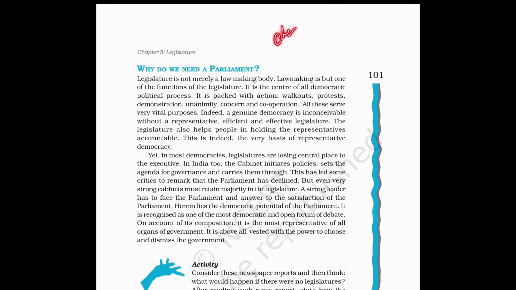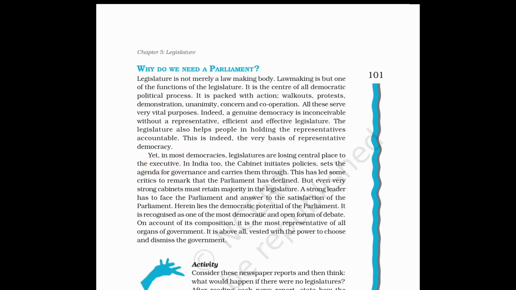But especially in countries like India, we have the system of checks and balance also, wherein we do see that one organ does not try to surpass another organ, and they stay in their own limits. So at times it might happen that one organ tries to overtake the other organs also. And in that case, for example here, if we say so about legislature and executive, in most democracies, legislatures are losing the central place to the executive. I will deal with this topic in detail in the next video.